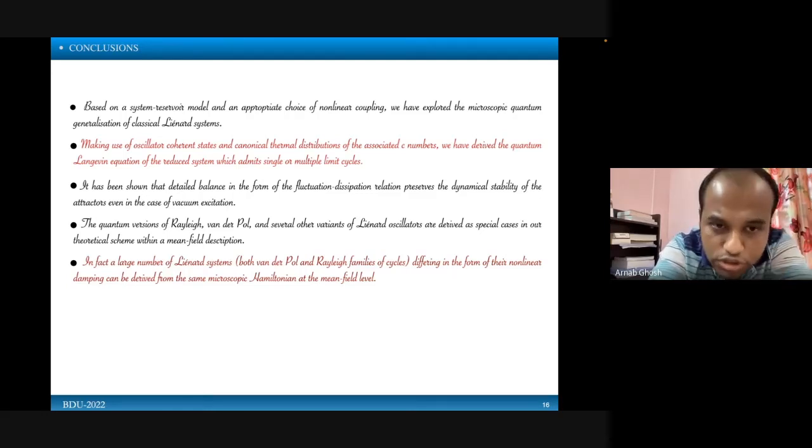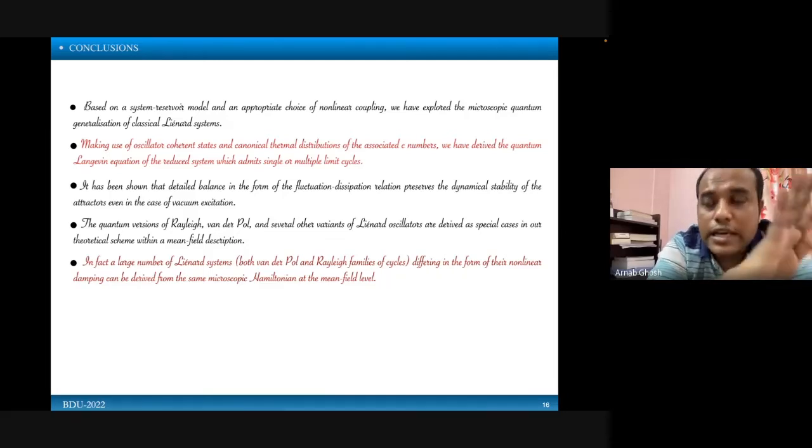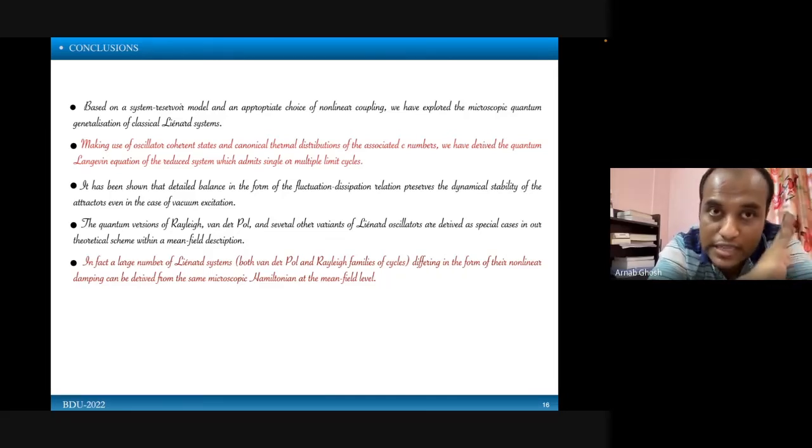And we have shown also that the detailed balance, in the form of the fluctuation-dissipation relations, is very important in order to preserve the dynamical stability of the limit cycle oscillations. Even in the case of T equal to 0, the limit cycle oscillations still get fuzzy purely due to vacuum fluctuation, which is purely quantum in origin.